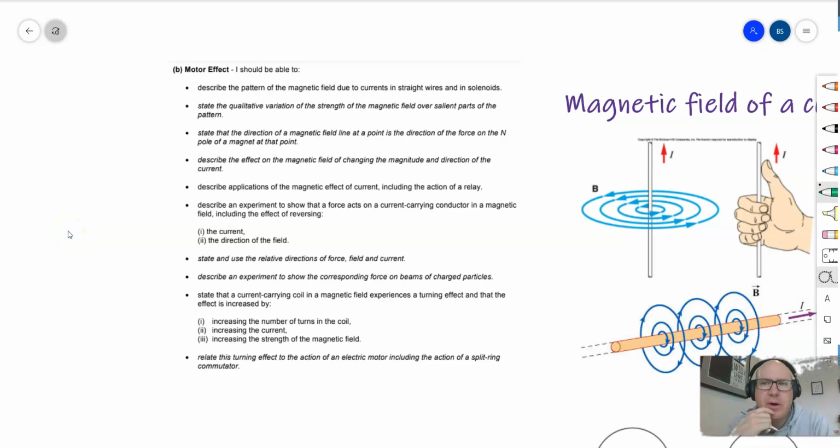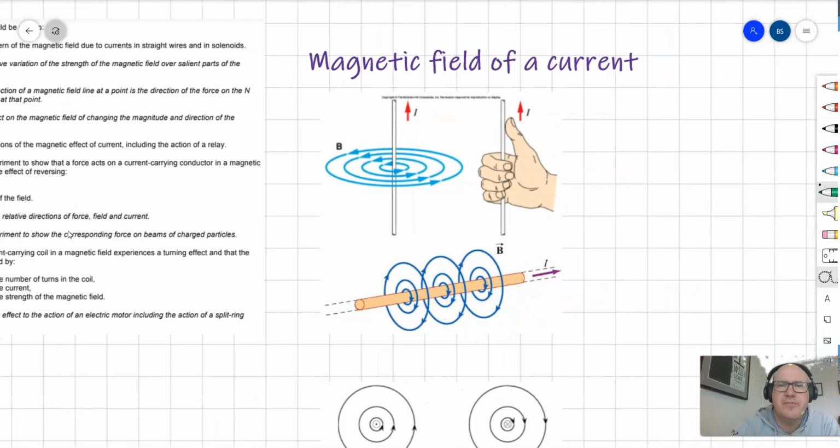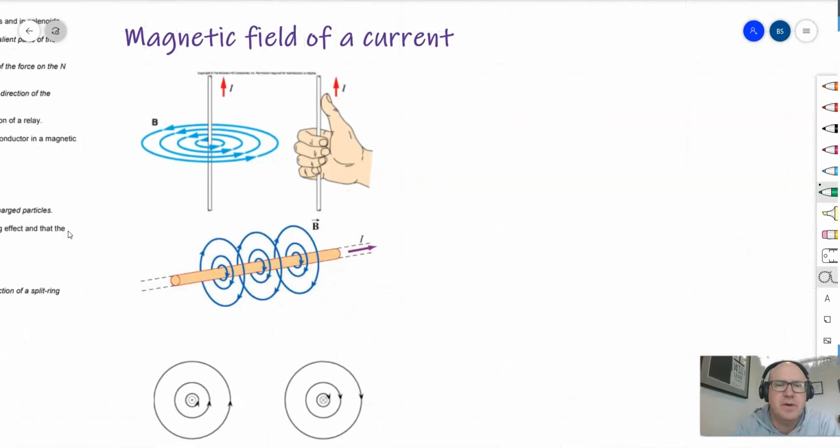So what we're looking at here is the motor effect topic. This is in section 6, part B. The first thing we're going to look at is the magnetic field of a current.